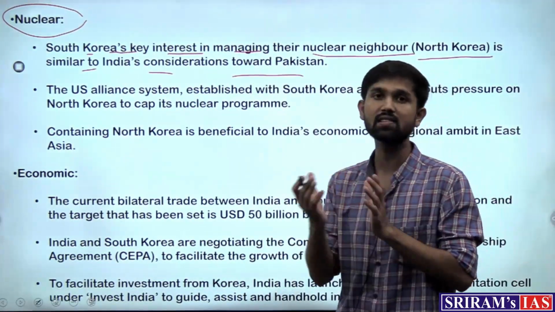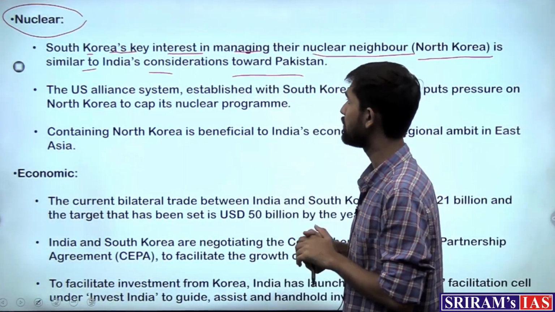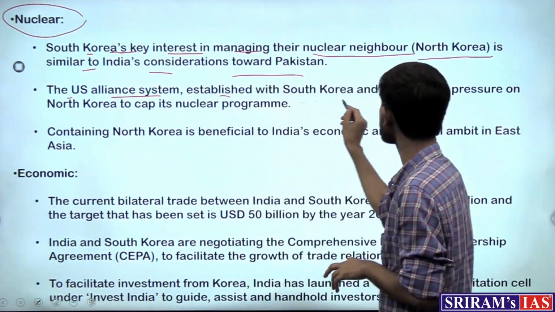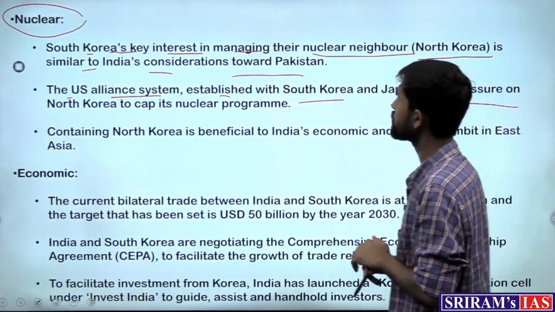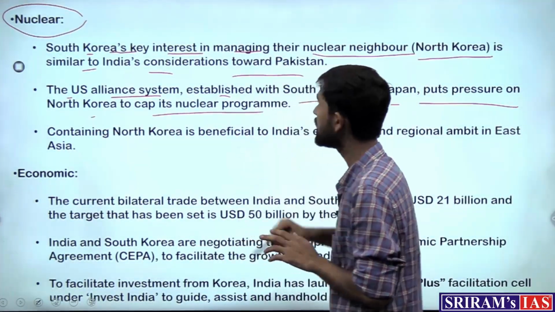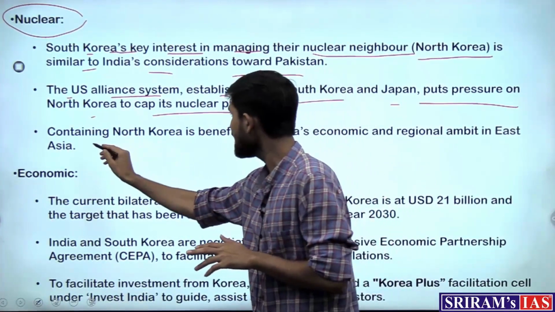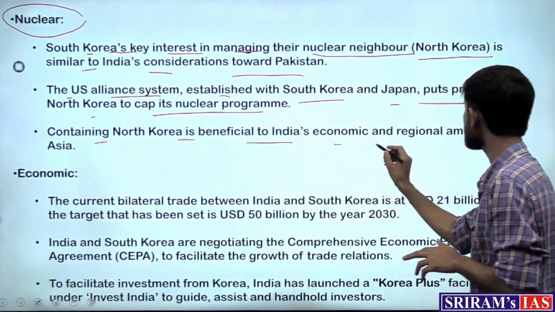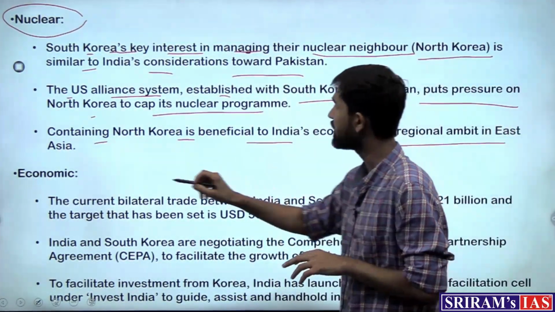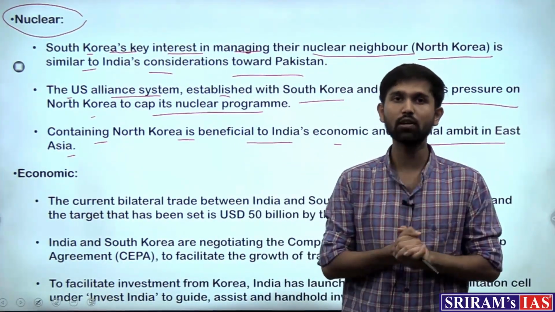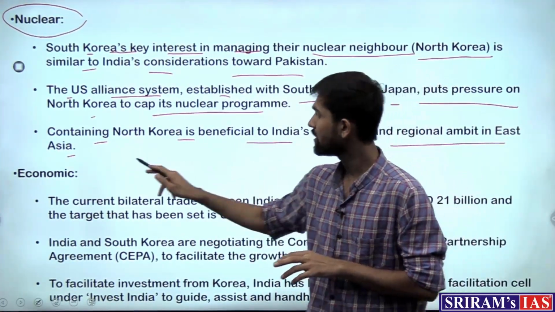So this creates a common interest for them to collaborate on the nuclear front. And the US alliance system established with South Korea and Japan puts pressure on North Korea to cap its nuclear program, and in this India can participate as well. And containing North Korea is beneficial to India's economic and regional ambit in East Asia. Right? So this is the front on which they can cooperate on the nuclear issue.